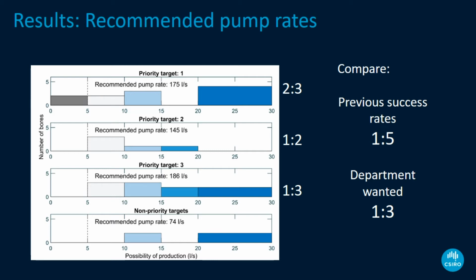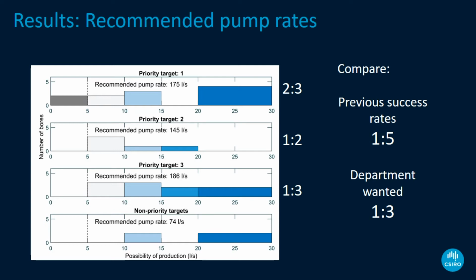For the priority targets 2, it was about a half. And for the priority targets 3, which are further upriver, it was about 1 in 3. So even in our worst case, the ones that I thought were very marginal still got their expected success rate.